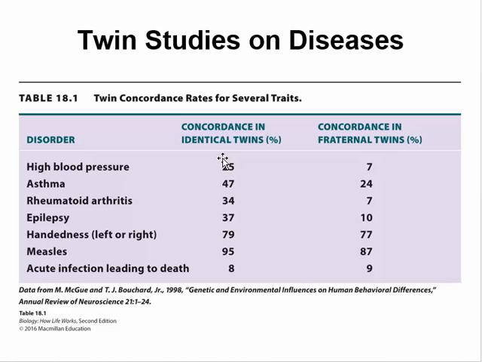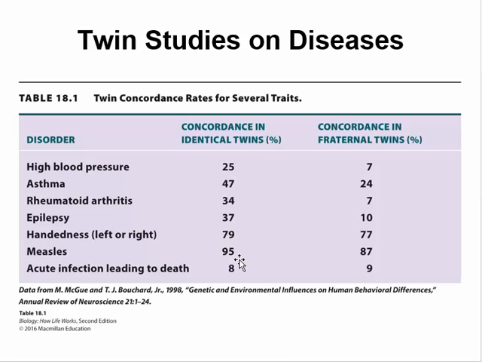Let's take another example. This last one, acute infection leading to death. Okay, low number straight out of the gate, and both of them are pretty similar, 8 and 9%. This suggests that environment plays a big role in this, and that makes sense, right? An acute infection is some random event that could happen in your lifetime, whether or not you're a twin or not. Measles is similar, right?